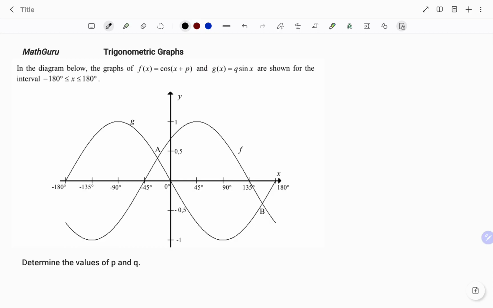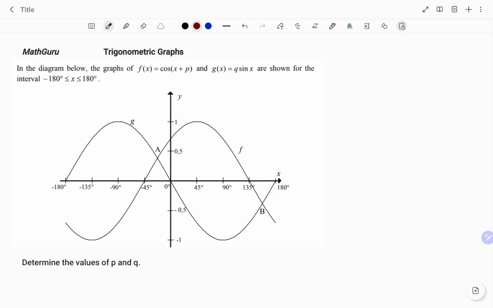We have in the diagram below the graphs of f of x equals cos of the angle x plus p and g of x equals q sine x, as shown for the interval from negative 180 degrees less than or equal to x, and x is less than or equal to 180 degrees. Determine the values of p and q.